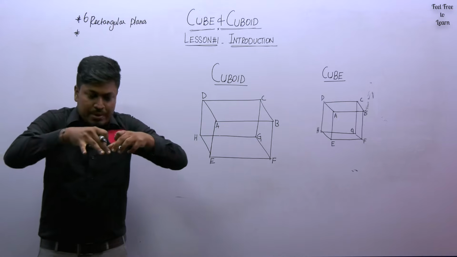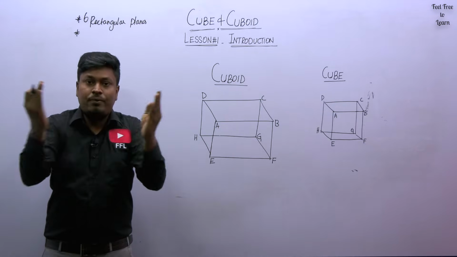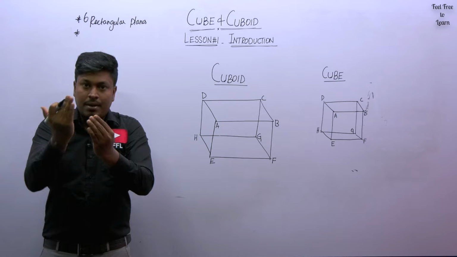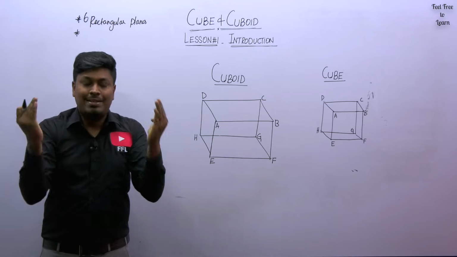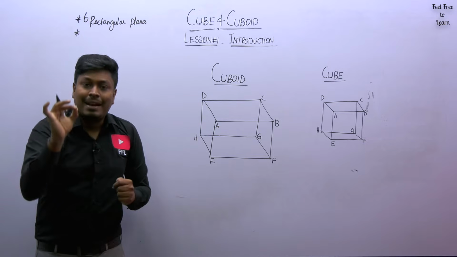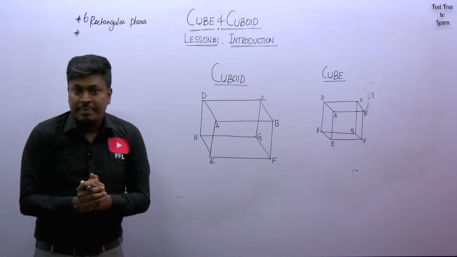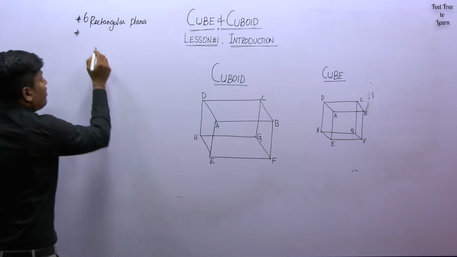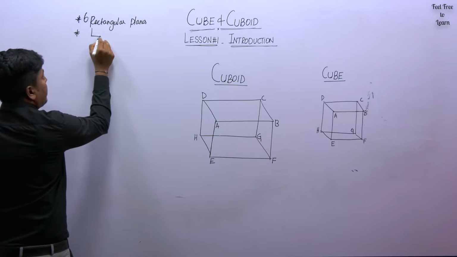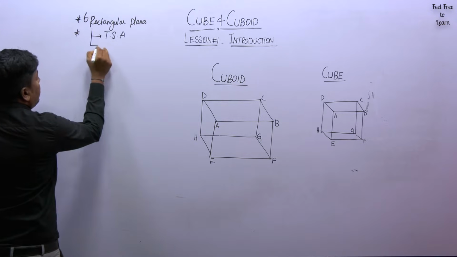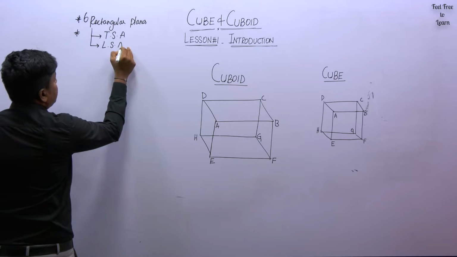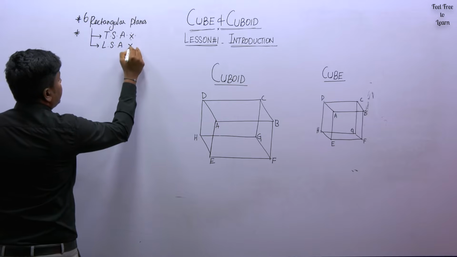For example, if you take a rectangular box, there are 4 outer sides, and the top and the bottom. So totally we are saying a cuboid is surrounded by 6 rectangular planes. Got it? So listen here, the second important thing: out of the 6 rectangular planes, what is called the total surface area and what is called the lateral surface area. These two words are important.